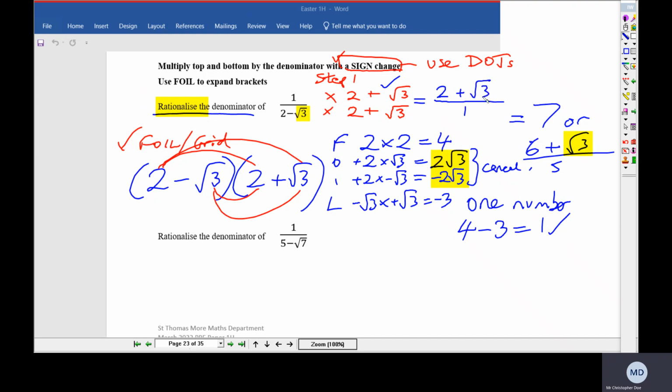If it asks you, well, that actually would do for 4 marks. It doesn't say to simplify it. If it said to write it as simply as possible, what's the easiest way to write 2 plus root 3 all divided by 1? What's the easiest possible way to write that answer? If it said write it as simply as possible, what would I have to do?